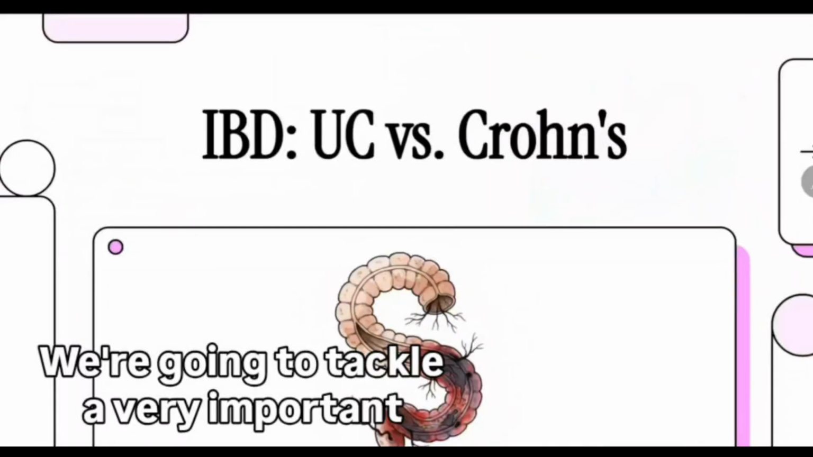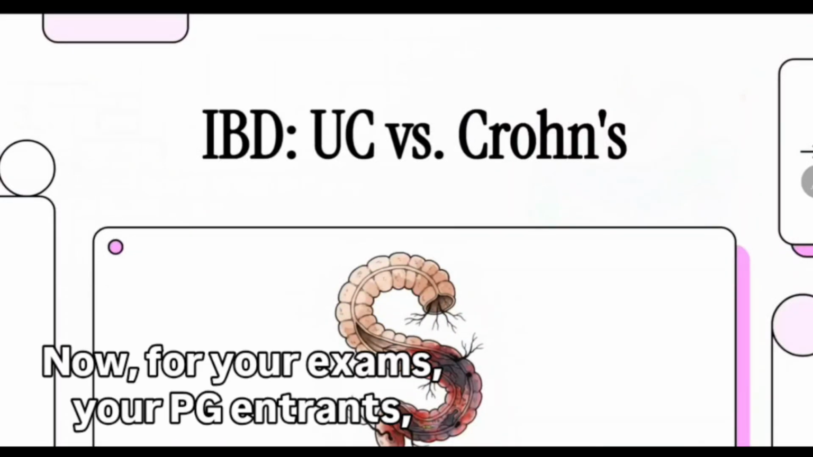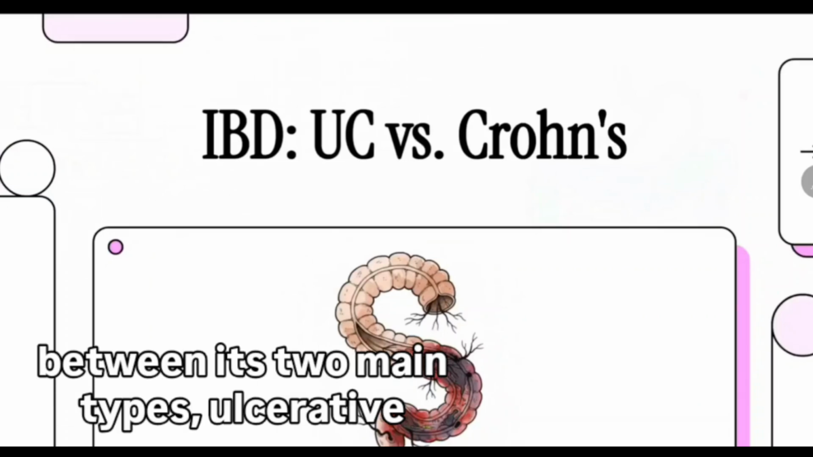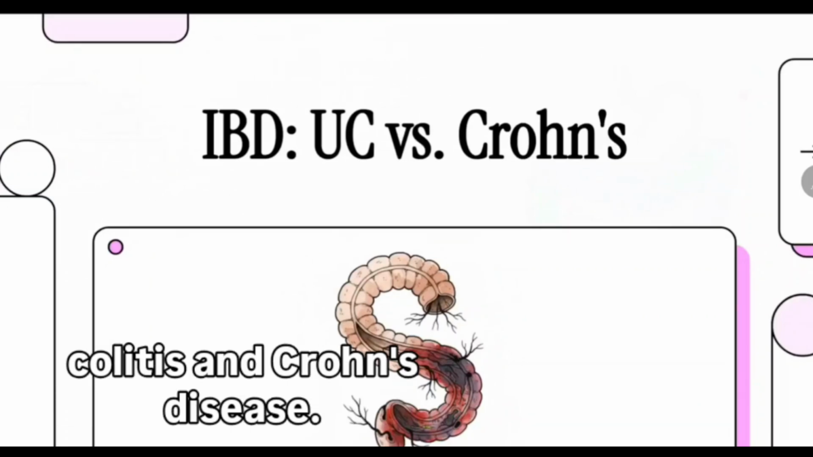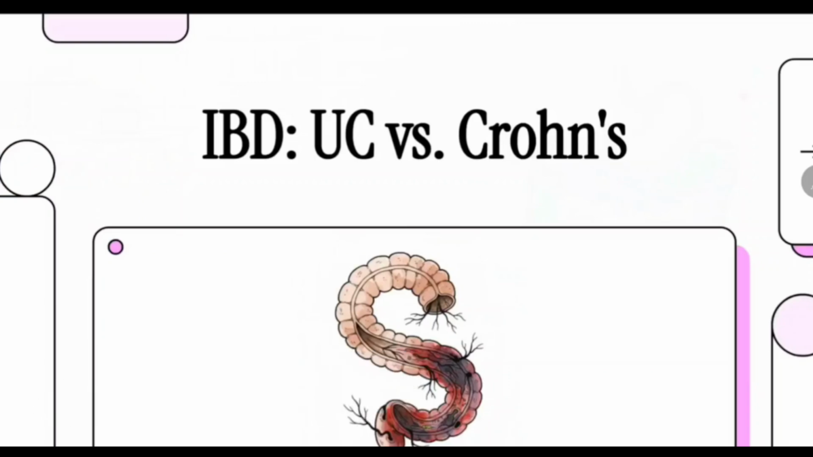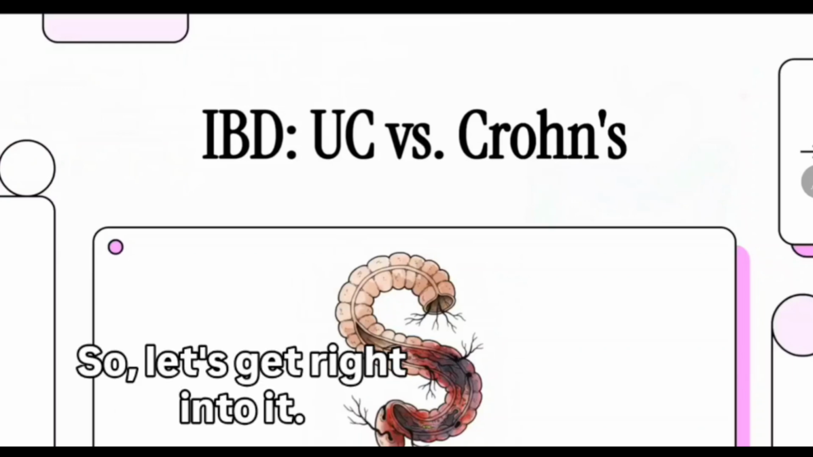We're going to tackle a very important topic, inflammatory bowel disease. Now, for your exams, your PG entrance, you absolutely must know the difference between its two main types, ulcerative colitis and Crohn's disease. They can seem very similar, but their pathology is completely different. In this session, we are going to make those differences crystal clear. So let's get right into it.